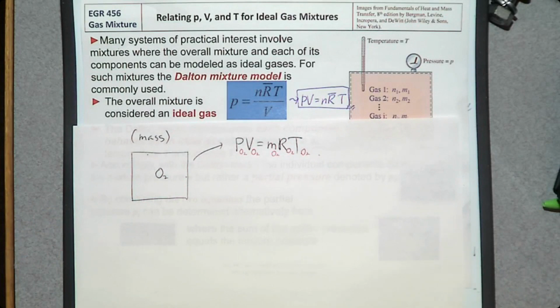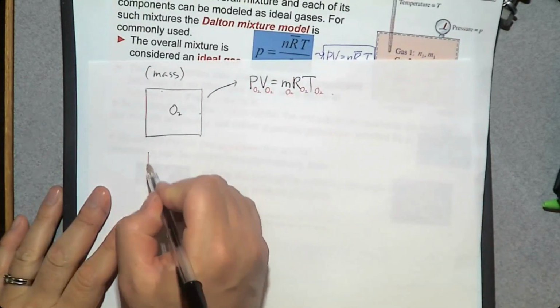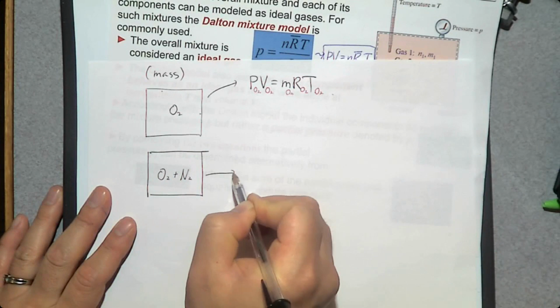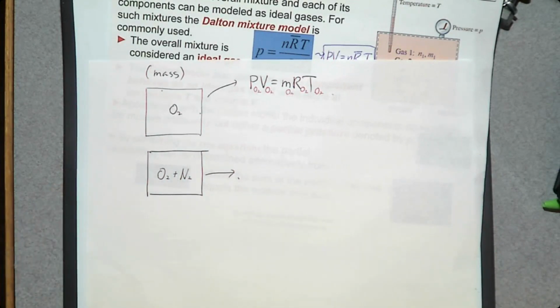But what about if you have a mixture? This time we have oxygen plus nitrogen. Then what kind of pressure are we going to use? Are we going to assume that the pressure of oxygen in this container and the pressure of nitrogen are the same? Are they different? What is the relation between the pressure of oxygen and the pressure of nitrogen in this mixture? That's what we need to determine, right?